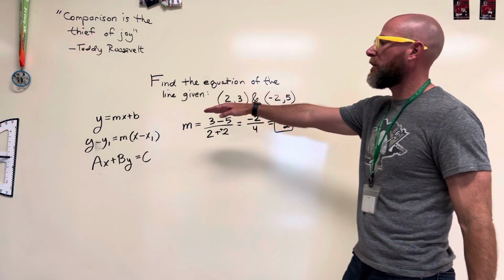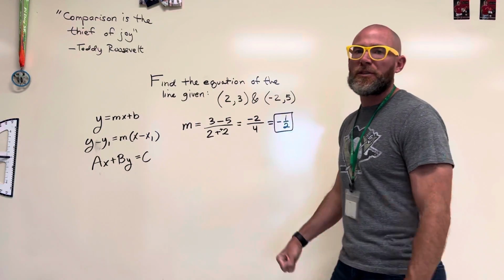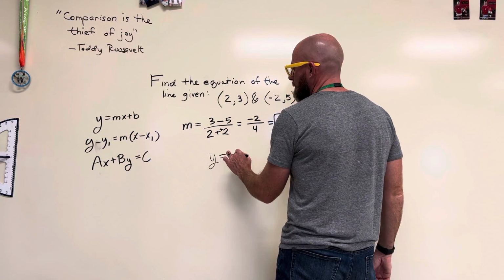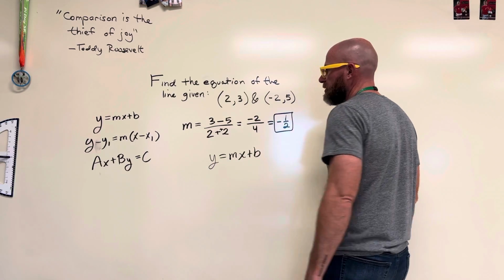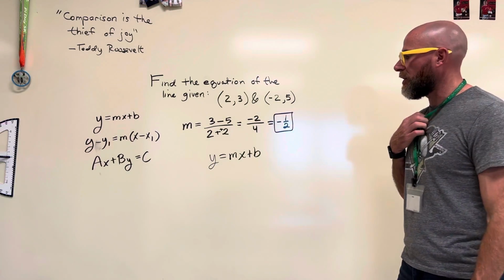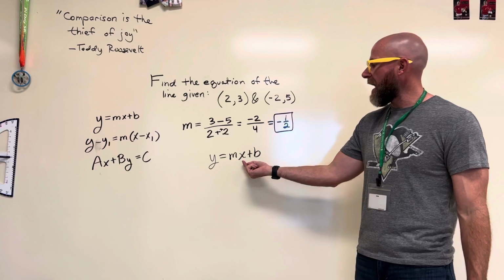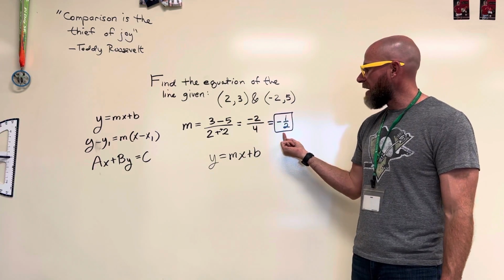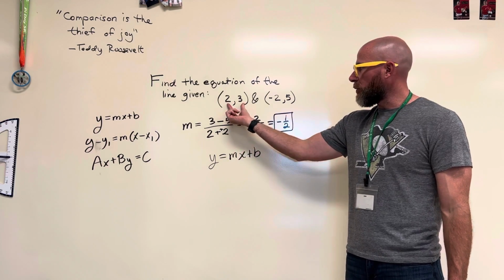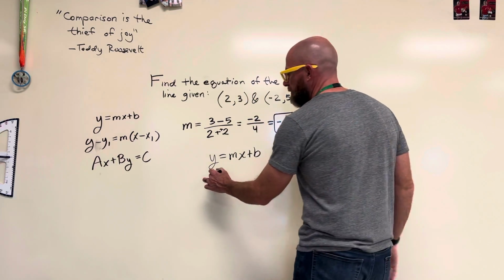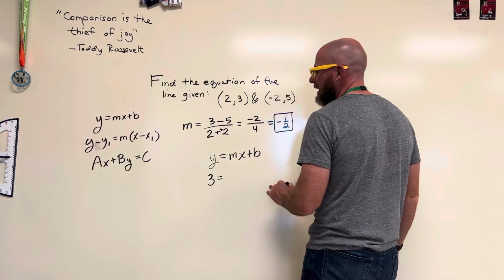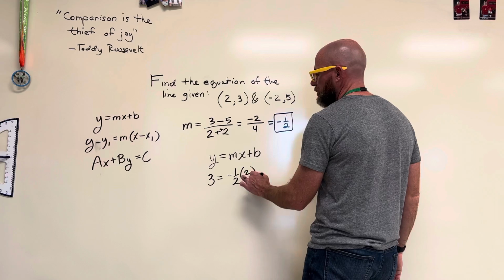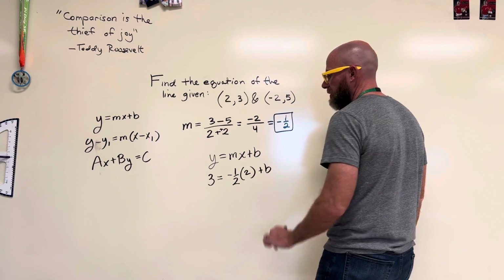So let's start off with the most common. Let's go y equals mx plus b for this video. So if I have y equals mx plus b, let's plug in what we know and solve for what we don't know. So I have an x and a y. I actually have two different x's and y's I could use. I have a slope. So I'm going to use this point because there's no negatives. I'm going to plug it in. 3 equals y. M is -1/2. X is 2 plus b.